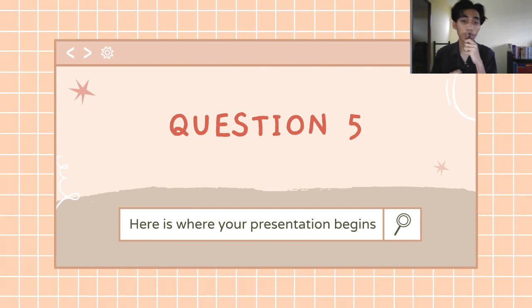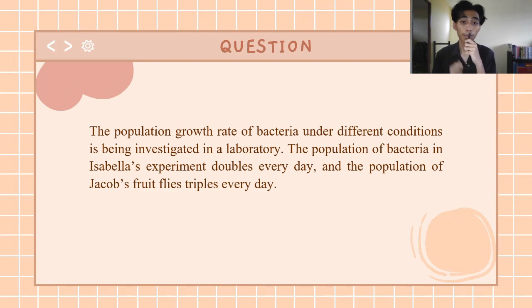For question 5, the question is: the population growth rate of bacteria under different conditions is being investigated in the laboratory. The population of bacteria in Isabella's experiment doubles every day, and the population of Jacob's fruit flies triples every day.